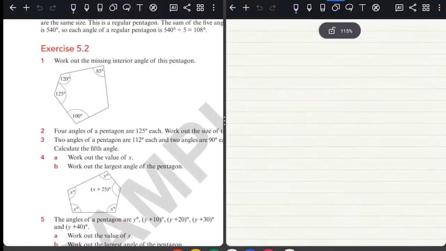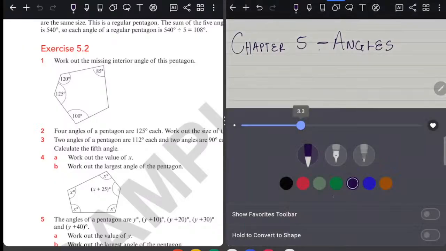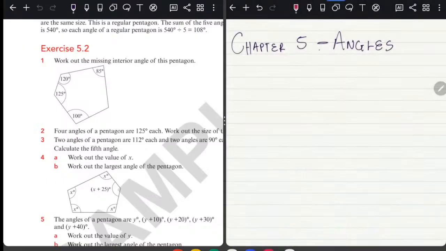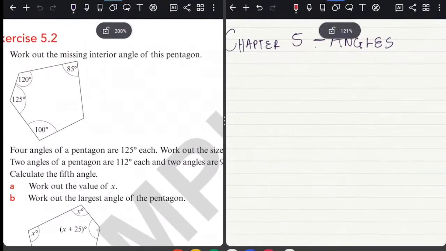Right. We are doing chapter 5. Everybody, we are doing chapter 5, which is angles. Okay, this is a very big topic which you're going to need to know for the next level. Even when you get to IGCSE, you're going to do it. When you get to A levels, you're going to do it, but they'll be doing different things. So here we are starting here.